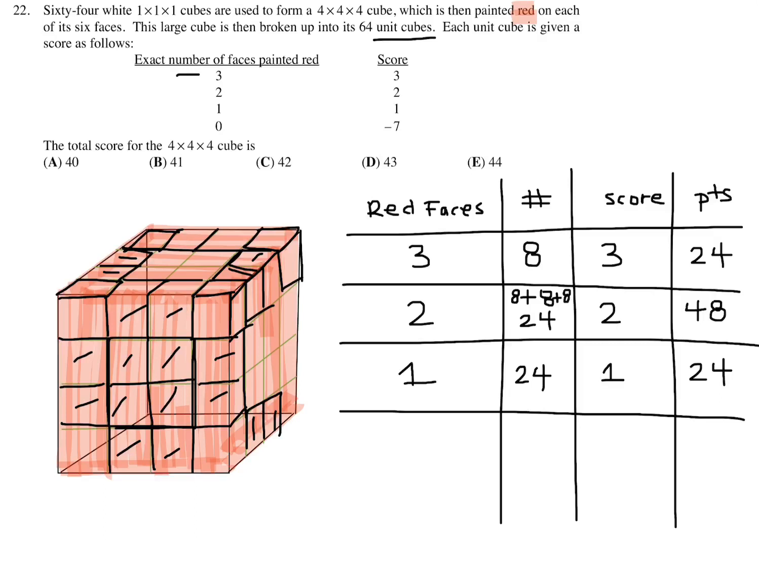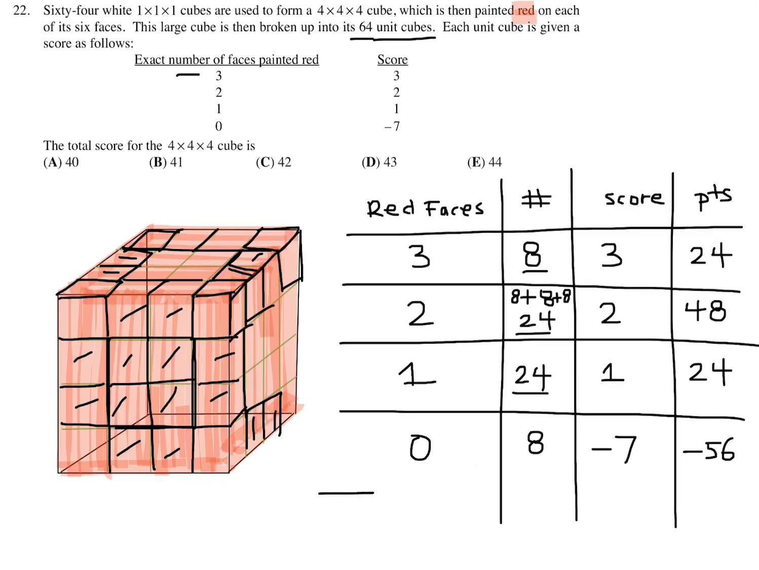And then how many have 0? Well, 0 will be the ones inside, right? And I can't see those. So the quickest way of doing that, instead of trying to visualize how many are inside, is taking the total, which is 64 unit cubes, they even tell you that actually, and subtract from the 8, 24, and 24. Minus 24, minus 24. And if you do that, you get 8. Like that. So this was how many red faces for that column? It was 0. The score, unfortunately, here is -7, so this is minus 56.